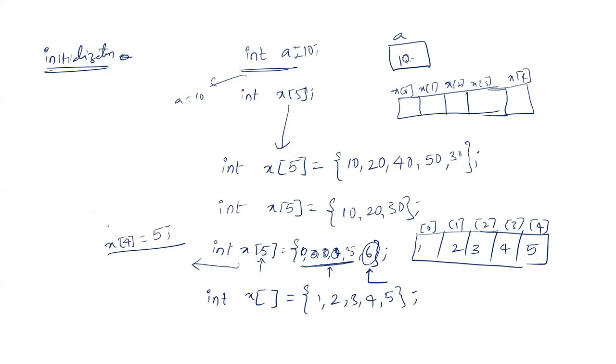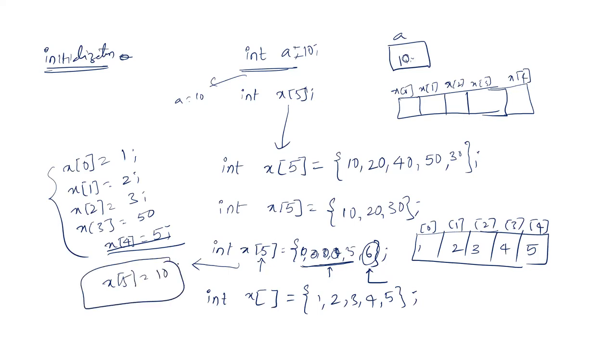So directly, if you want to give a single variable at a time, you can give x of 0 equal to 1, x of 1 equal to 2, x of 2 equal to 3, x of 3 equal to 50, x of 4 equal to 5. This is how you can give a single variable at a time. You cannot give x of 5 equal to 10 because you already gave size 5. So this will not be taken into account. You'll get a compiler error, but in the initialization, we will not get any error.